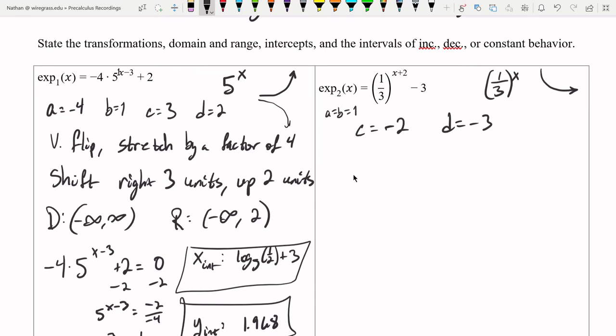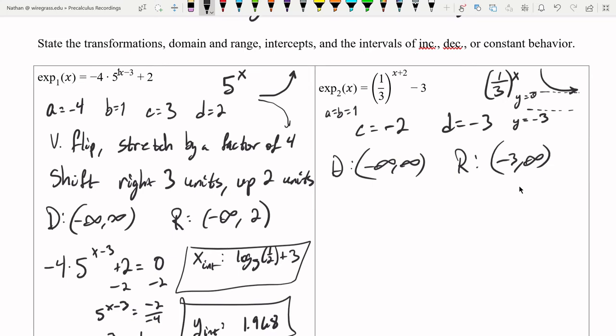So the domain and range, the domain is always going to be everything. There's no issues with that. The range, well, it has an asymptote at y equal to 0, and it's been shifted down 3 units. So now this asymptote is at y equal to negative 3. So it goes up to positive infinity and all the way down almost to negative 3, but doesn't hit negative 3. So that's the new range.